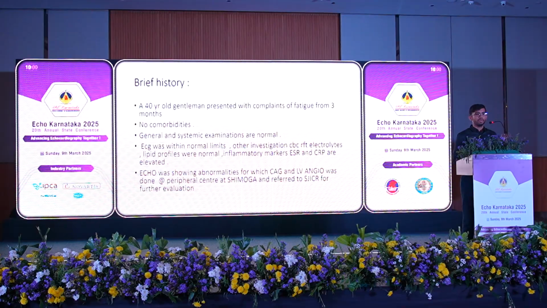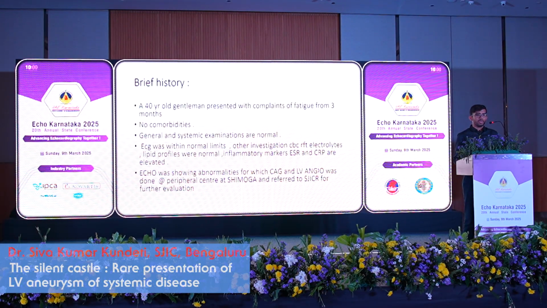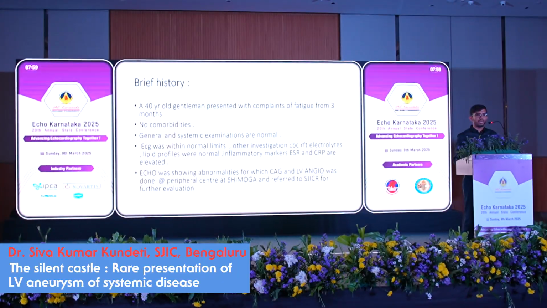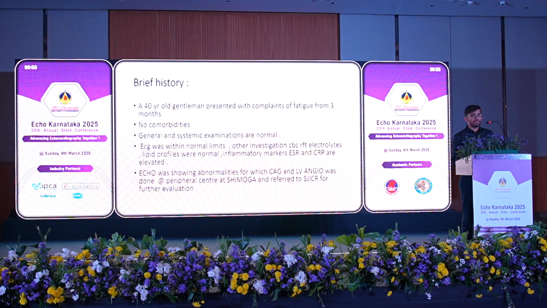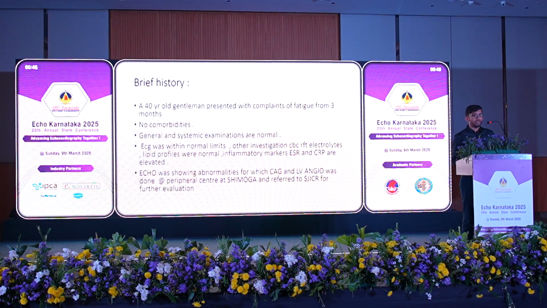This is a talk about LV aneurysm, which is a rare manifestation of Castleman's disease. A 40-year-old gentleman presented with complaints of fatigue for 3 months, no comorbidities. General and systemic examination are normal. ECG was within normal limits. Other investigations, CBC and LFTs, are normal. The only positive finding was inflammatory markers, ESR and CRP, which are elevated.